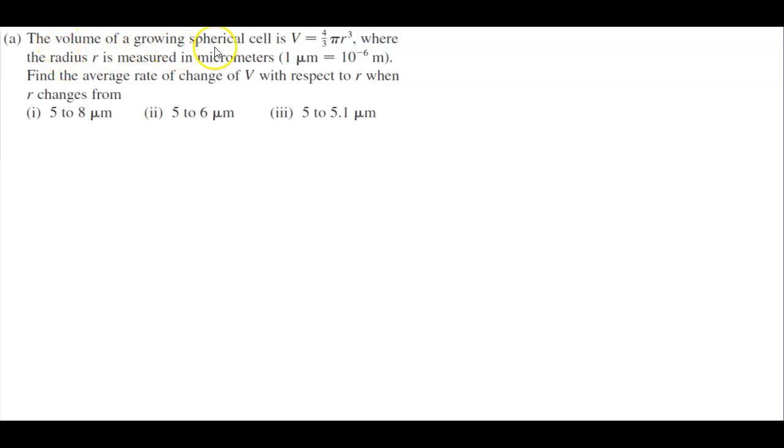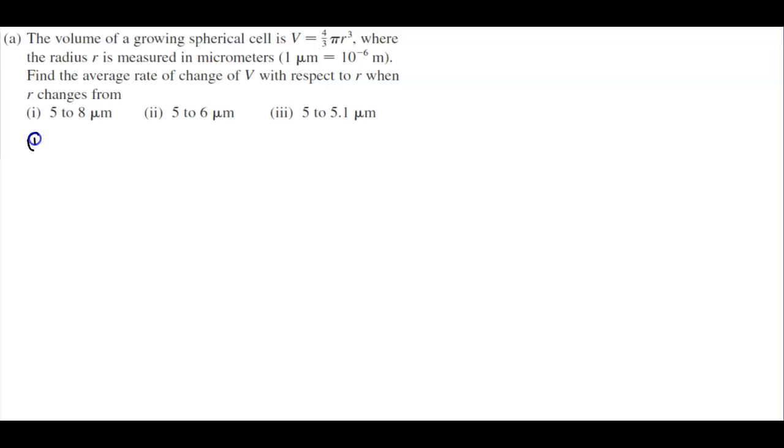The volume of a growing spherical cell is V, which is equal to 4/3 pi r cubed, where the radius r is measured in micrometers. 1 micrometer is equal to 10 to the negative 6 meters. We want to find the average rate of change of the volume with respect to the radius r, when r changes from the following: 5 to 8 micrometers, 5 to 6 micrometers, and then 5 to 5.1 micrometers.